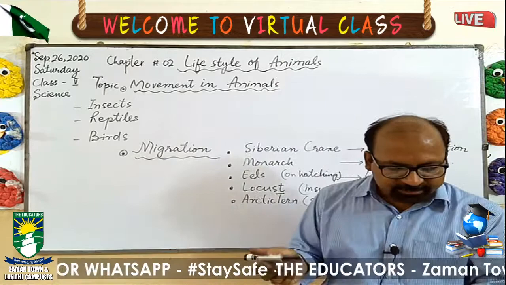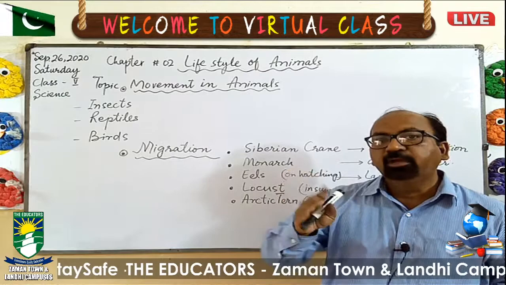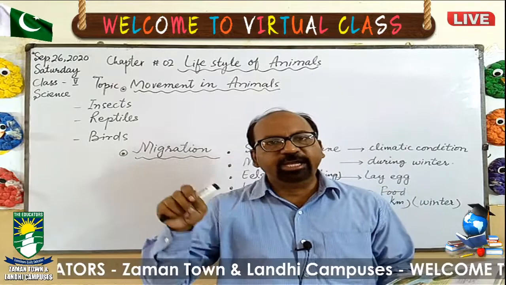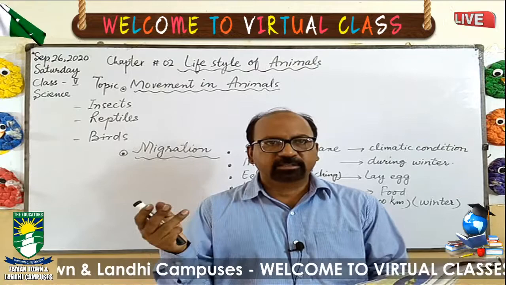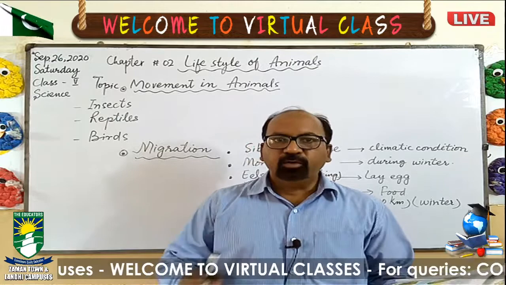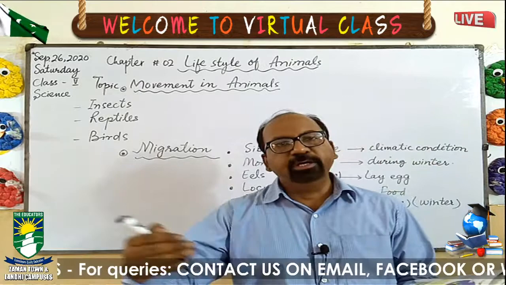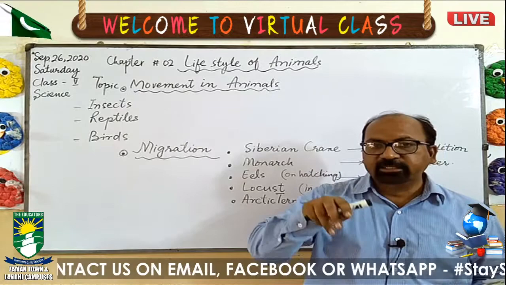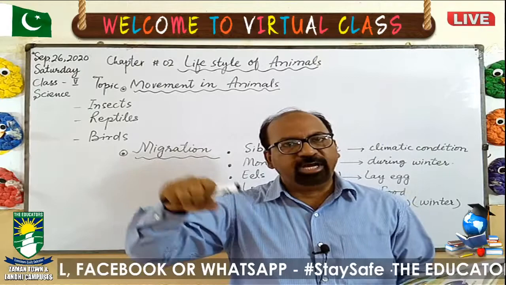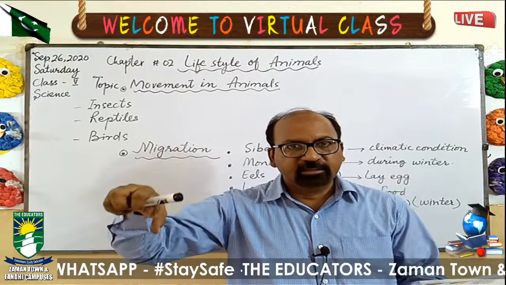Next are birds. Birds also have limbs, forelimbs and hind limbs. The forelimbs are changed into feathers, and they use feathers to fly in the air. While the hind limbs are used as legs. They can move on the ground with the help of legs, and these legs help the birds to sit and to grasp the branches of trees. Sitting or grasping the branches of trees is called perch. What do you mean by perch?